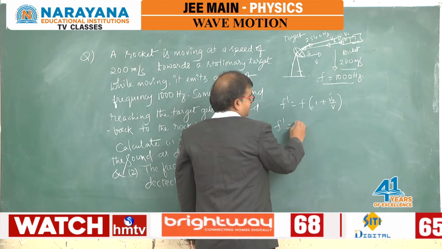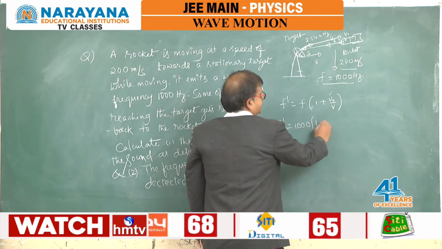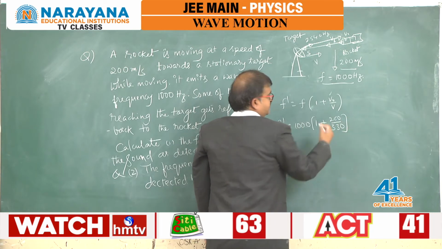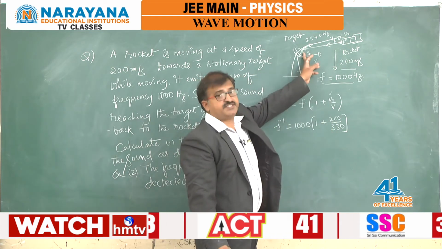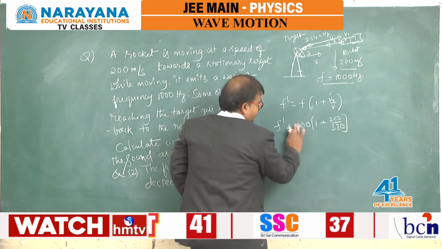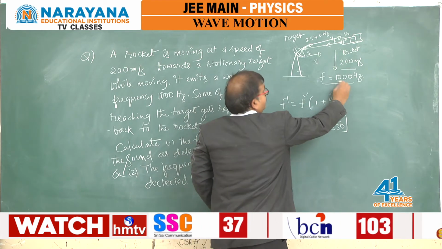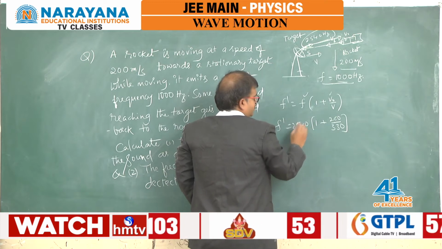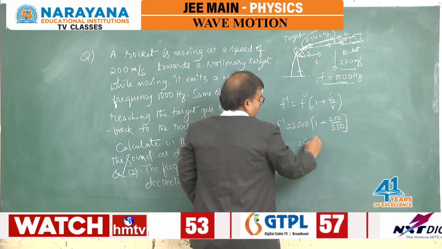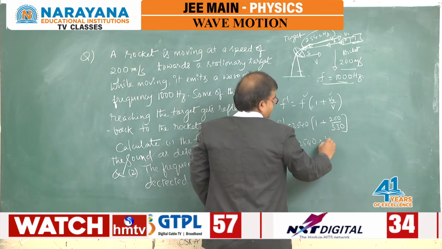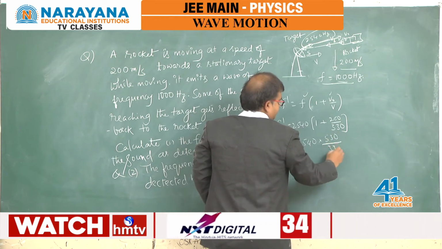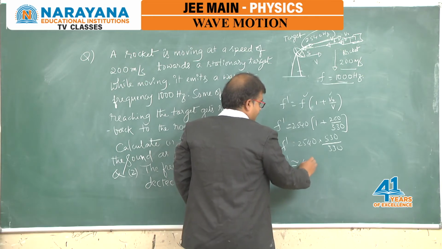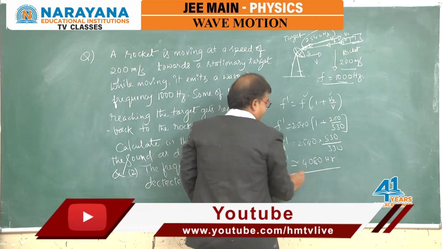So now the frequency received by the rocket, f dash, is equal to f into simply 1 plus v naught by v, where v naught is the velocity of the observer, because the rocket behaves like an observer. So f dash is equal to 1000 times 1 plus 200 by 330, since the source is at rest, only the reflected frequency. Here f will not be equal to 1000, it would be 2540 Hz. So 2540 times simply 530 by 330, that is f dash, nearly equal to 4080 Hz.